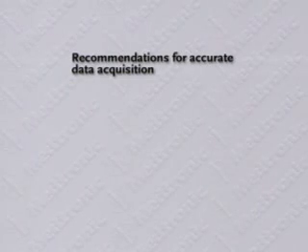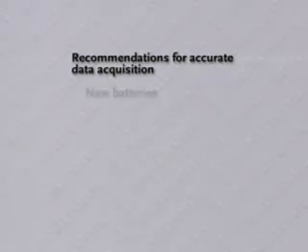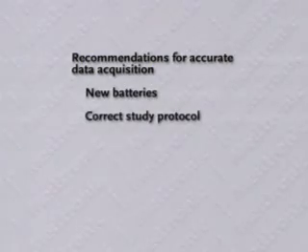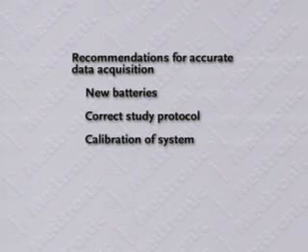I hope you have found this program useful in providing information on how to undertake ambulatory pH testing in patients with symptoms of gastroesophageal reflux disease. But to ensure the accuracy of your data recording, it is important to remember that new batteries must be installed for each new study. Verify that you have selected the correct study protocol for that patient. Calibration signals from each of the 2 buffers is essential prior to every study.